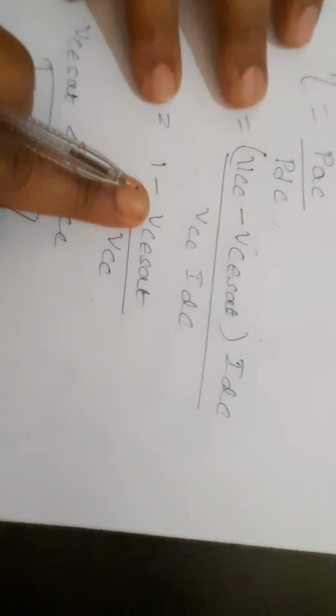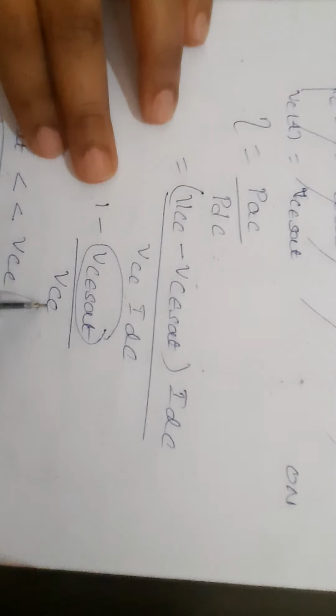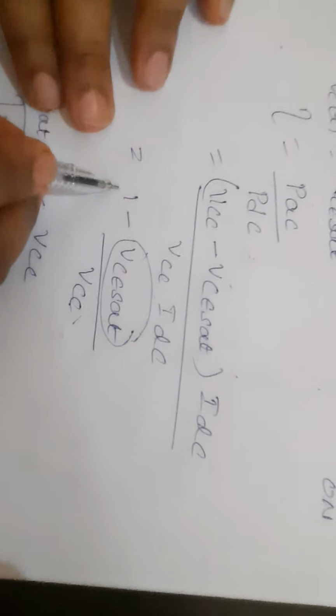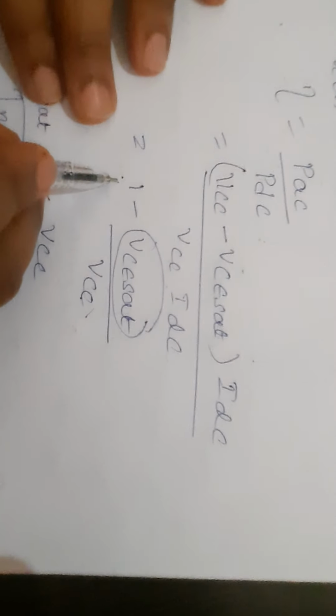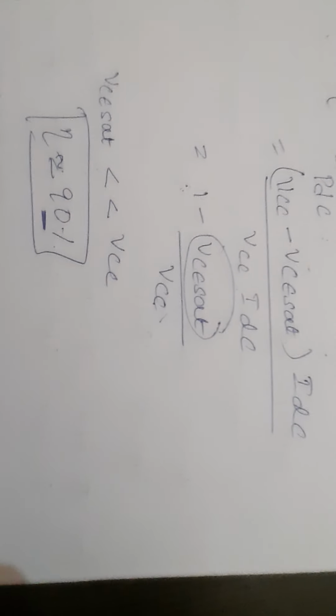Substituting, we get 1 minus VCE by VCC. As this is very, very small compared to VCC, this term is neglected, so we get 1. This is the ideal case. Practically, we get approximately 90%. This is the Class C output stage.